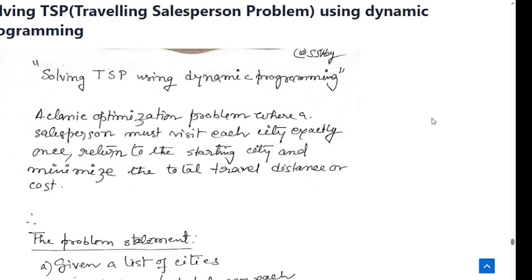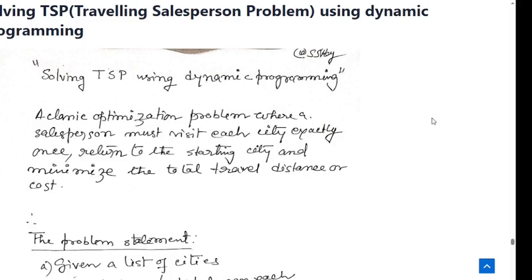So TSP is a classic optimization problem, and the problem statement is that the salesperson will visit all the cities. They will be given cities, and the salesperson will visit all the cities exactly once except the starting city. A salesperson must visit each city exactly once, return to the starting city, and minimize the total travel distance or cost. So we'll consider the travel distance.